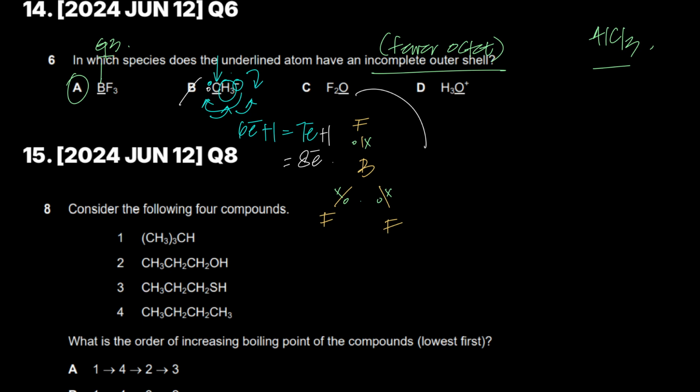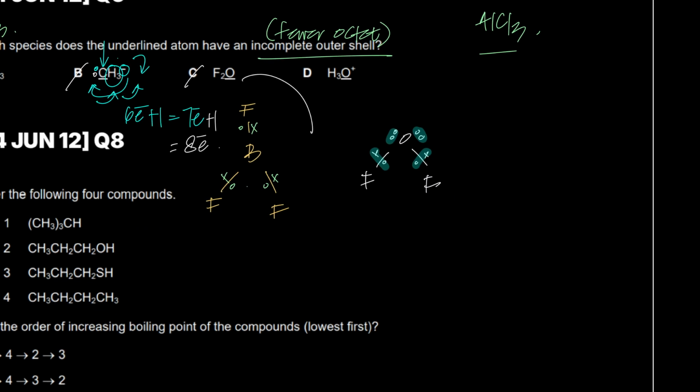Similarly, F2O. F2O is what? O bonded to 2 Fs. O was in group 6. It should have 2 lone pairs right here because it has shared 1 electron here and 1 here. So how many total electrons does O have now? 2, 4, 6, 8. It's also happy. C is wrong. H3O plus.